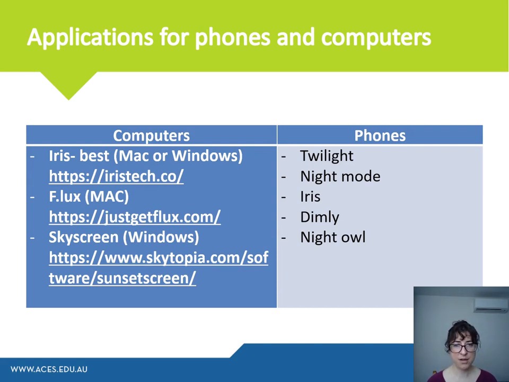Flux is pretty good. Sky Screen for Windows, so you just need to take a look at the compatibility with the operating system. And then with your phone, Twilight and night mode is usually there on Androids or Apples. So you just need to take a look at what applications are already on your phone and settings for the screen. And then otherwise you can take a look at the App Store or whatever store you have with an Android or Apple to see what's available. But these are just a few of the recommended ones, which do test quite well.